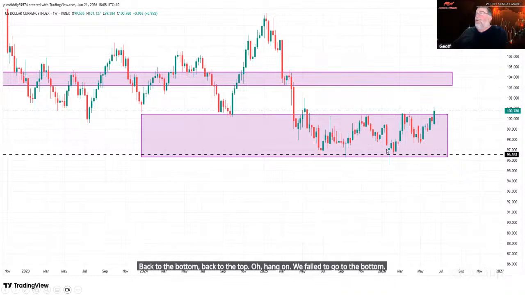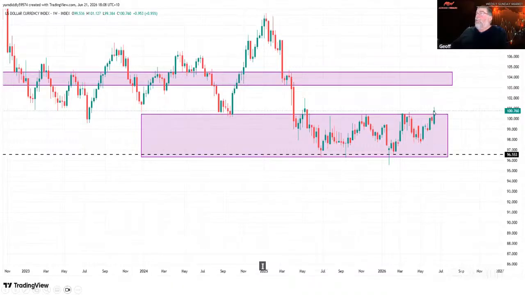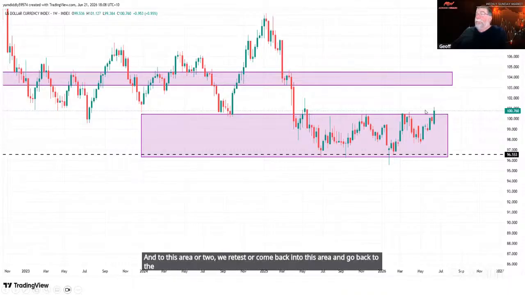What does that constitute? That constitutes a higher low in my world. I also see that we've closed above what I've selected, if you like, as the top of this range. So it's above the 100 level, it's broken through the 100. What I see happening next is one of two things. One, we keep going and head to this area, or two, we retest or come back into this area and go back to the bottom.